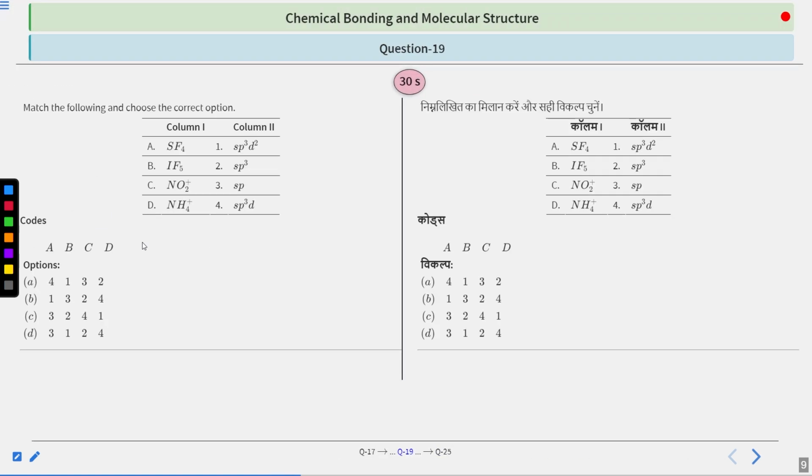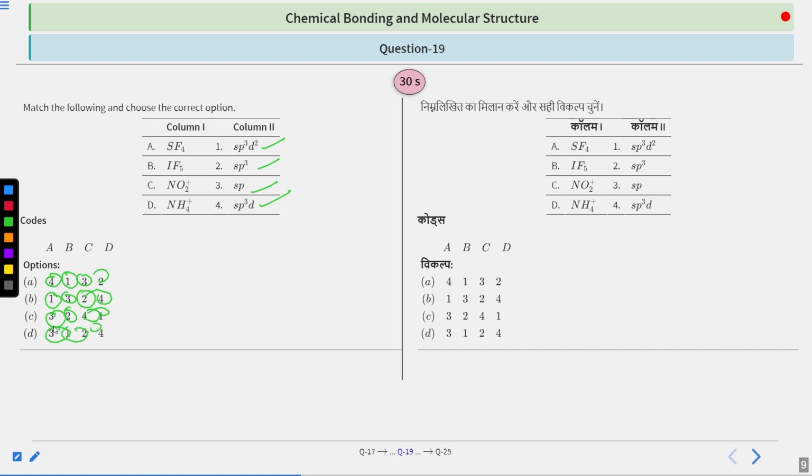Question number 19 says that we have to match the following and choose the correct option. Column 1: A SF4, B IF5, C NO2 plus, D NH4 plus. And column 2: 1 sp3d, 2 sp3, 3 sp, and 4 sp3d2. So if you apply the code for each of these, ABCD, then what is the correct option? A is 4132, B is 1324, C is 3241, and D is 3124.